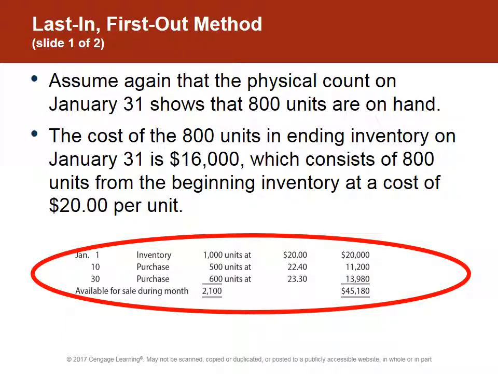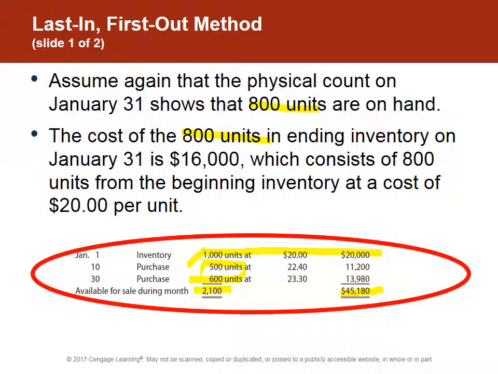Let's move forward then to LIFO. We're going to use the exact same assumption. We're going to assume that there are 800 units left, 1,300 sold out of the 2,100 that cost us $45,180. So what we find now is that calculating this is a little bit easier. Of the 800 that are left, it is the 800 from this $20 batch. And what we sold was these and 200 of these right here.